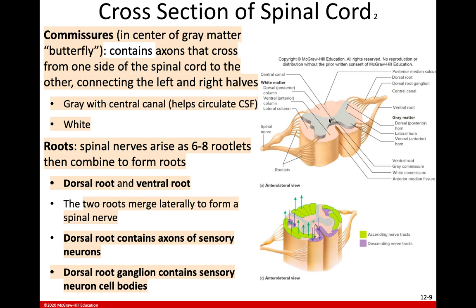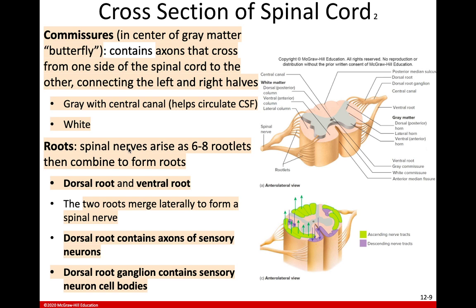This contains axons that cross from one side of the spinal cord to the other. So axons are going to cross like this, and they're going to cross like this right here in this commissure. And this basically connects the left and right sides of the spinal cord together. Again, in this gray commissure here, we have this central canal, which helps with the circulation of cerebrospinal fluid within and around the spinal cord. And then we have this white commissure here as well. Again, this contains axons that are connecting the left and right sides of the spinal cord.